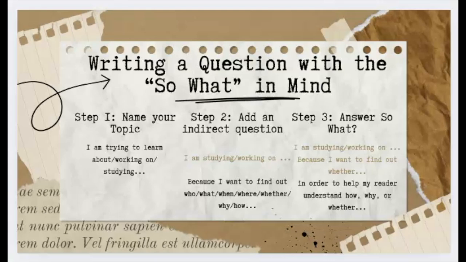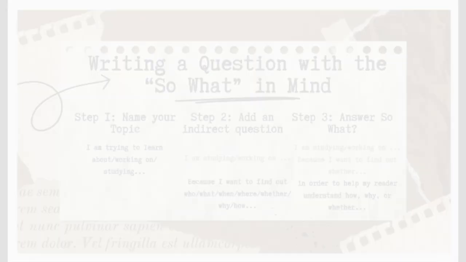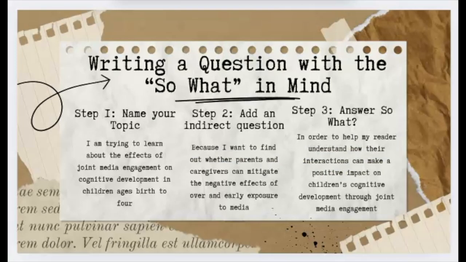So let's look at what that might look like with a practical example. So for step 1, I am trying to learn about the effects of joint media engagement on cognitive development in children ages birth to 4. Step 2, because I want to find out whether parents and caregivers can mitigate the negative effects of over and early exposure to media. And then we would go to step 3 for the so what, in order to help my reader understand how their interactions can make a positive impact on children's cognitive development through joint media engagement.